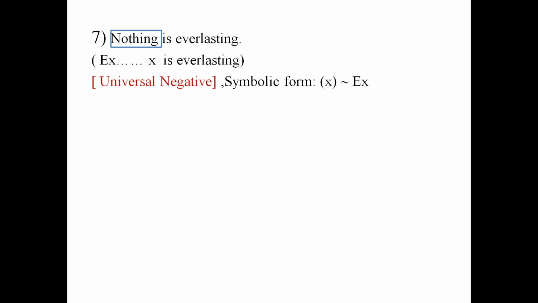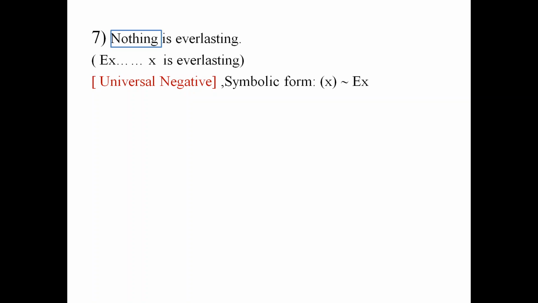Next, nothing is everlasting. Here the word nothing is used, so you have a universal negative proposition. The symbolic form is universal quantifier curl phi x. You have to place the predicate constant E in the place of phi. So it will be written as universal quantifier curl Ex, and it is read as: given any x in the class, x is not everlasting.